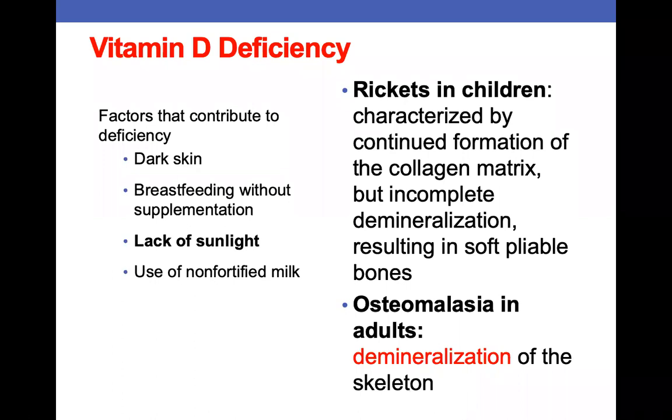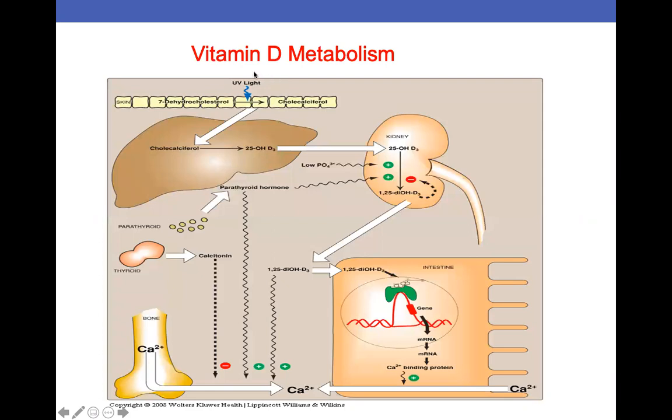Let's go through lack of sunlight. If I have less sunlight, then that means that this very first step over here, this UV light that's coming from the sun, won't happen, and therefore I'm not activating my vitamin D. Yes, I have vitamin D in my skin. Yes, I have this precursor, but I'm not activating it, so I can't do the effects of it.